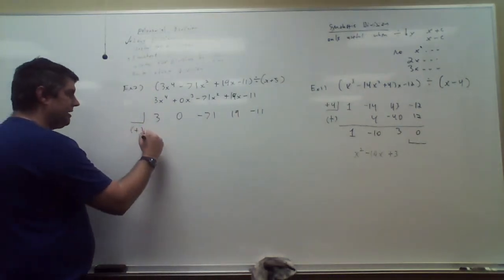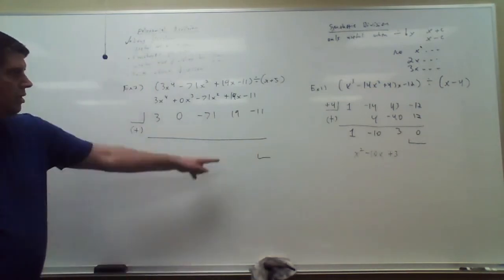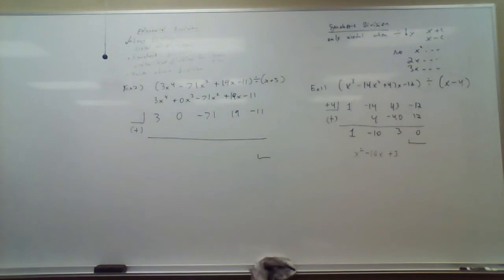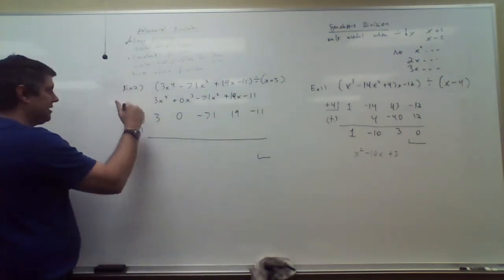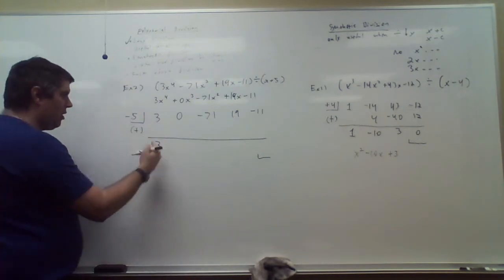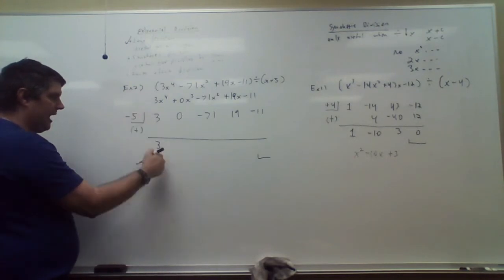Plus an empty row for now, and then I got my little part of the box down there as well. I'll mark off the remainder. The opposite of plus 5 is minus 5. Bring down the 3. 3 times negative 5 is negative 15.